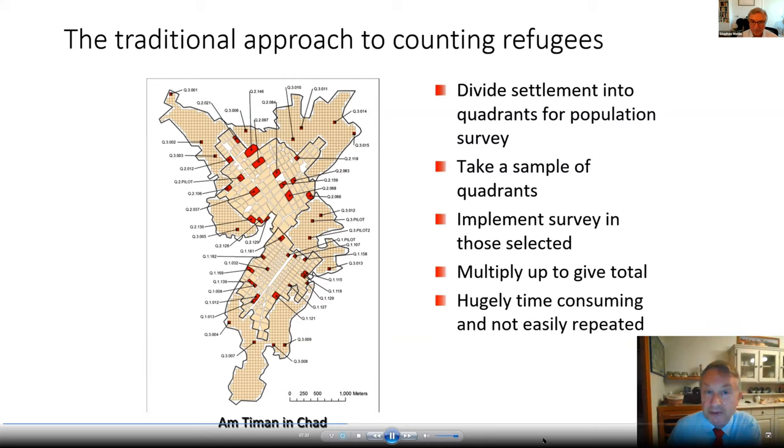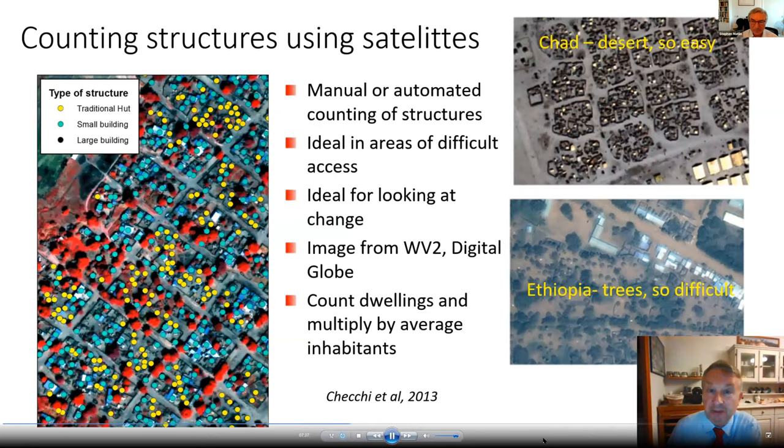So we talk about the new methods of doing this, particularly using satellite imaging and particularly the use of artificial intelligence for doing this, recognizing that it's sometimes easier to do this if migrants and refugees, displaced people, are in a desert, more difficult if they're living under trees. So we look at the challenges that are involved in doing this.